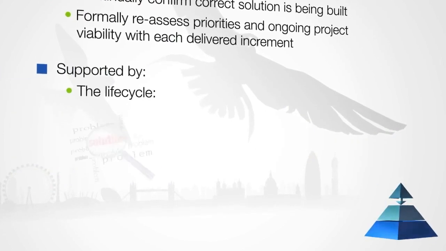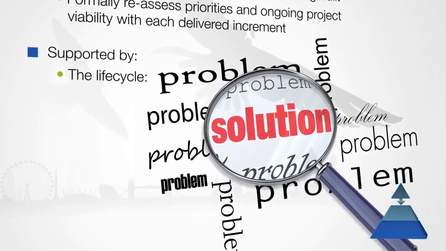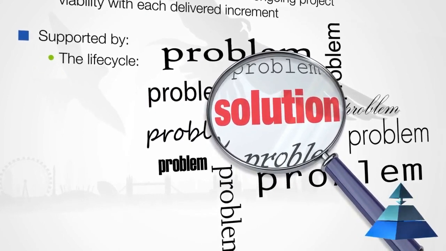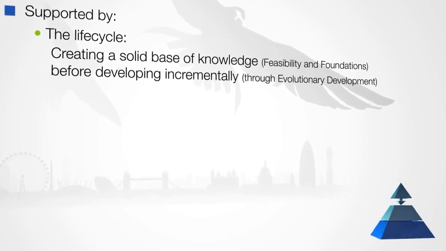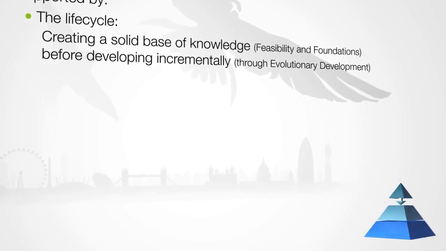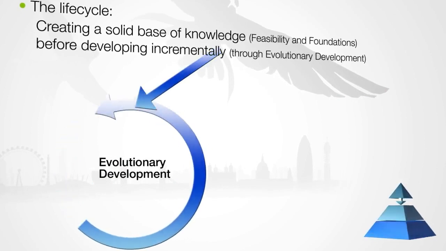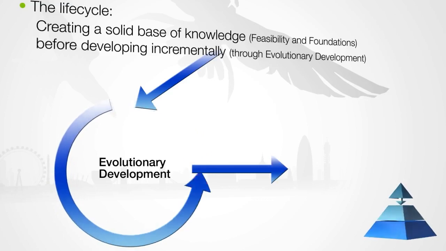Agile advocates first understanding the scope of the business problem to be solved and the proposed solution, but not in such detail that the project becomes paralyzed. Analysis paralysis needs to be avoided. The scope is defined and a high-level plan is produced during the feasibility and foundations phases. The project is then developed incrementally through evolutionary development.